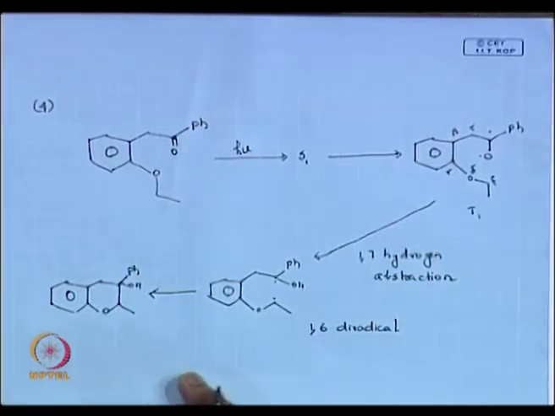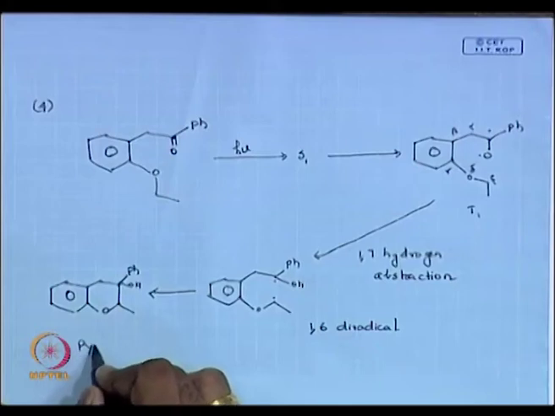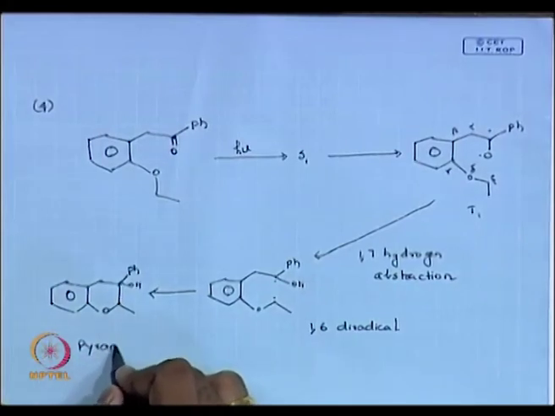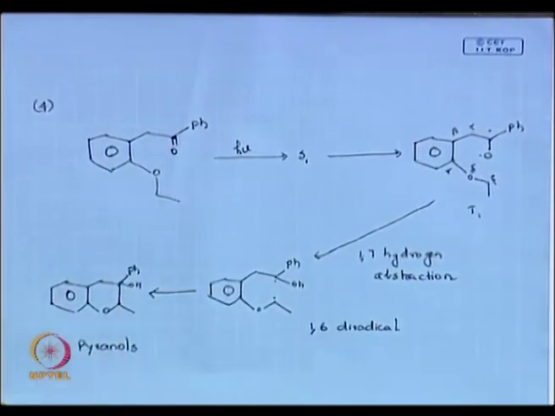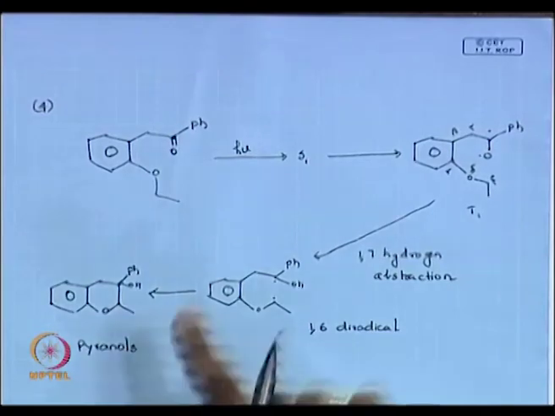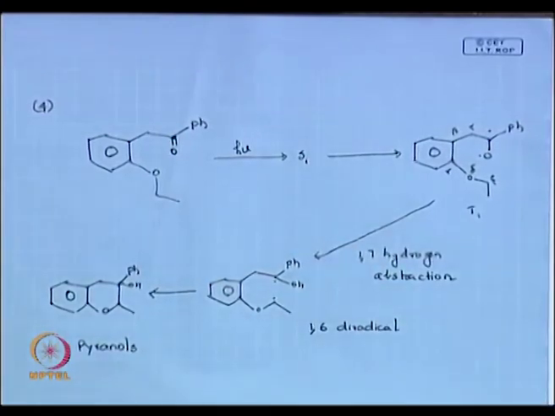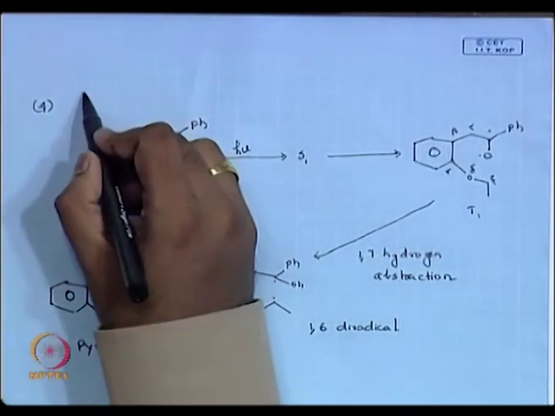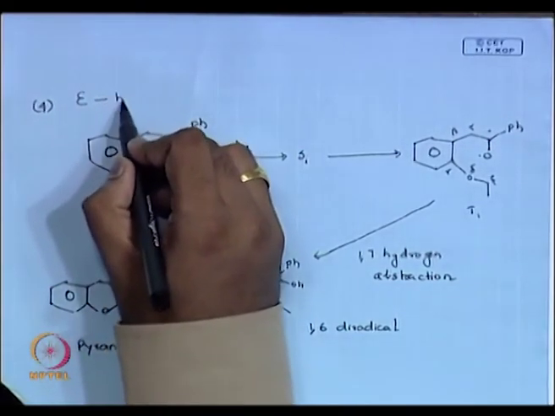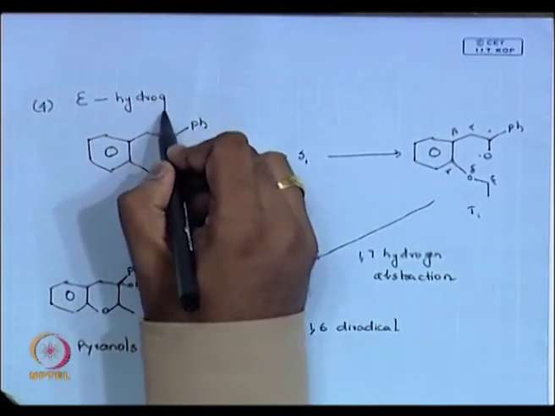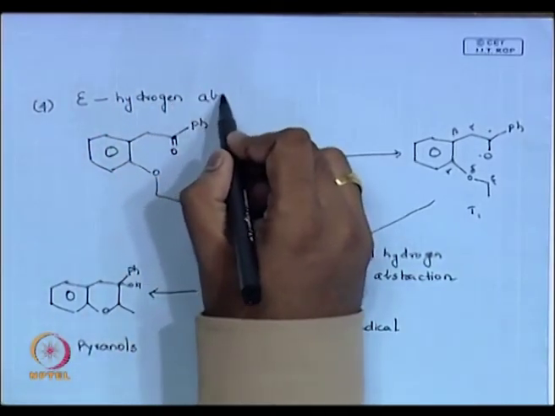Very nice method to synthesize pyranols. You can call these pyranols. Very good method to do synthesis, because it goes completely to this product and this is your major product. So, if you want, I can call this epsilon hydrogen abstraction, or you can call this 1,7 hydrogen abstraction.